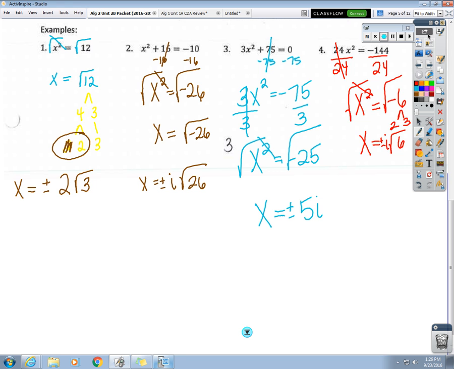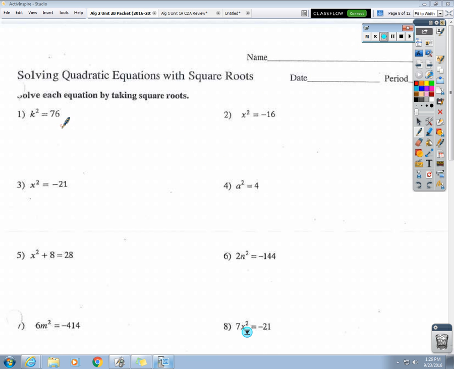Now turn to page 6. So here we go. Number 1, what variable are we trying to isolate here? Okay, why is it not isolated? It's squared. How do you undo that? Square root. So now you have k equals the square root of 76.